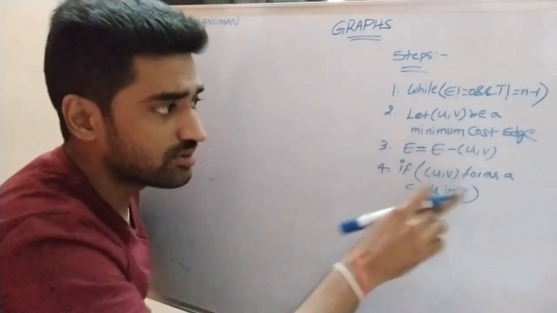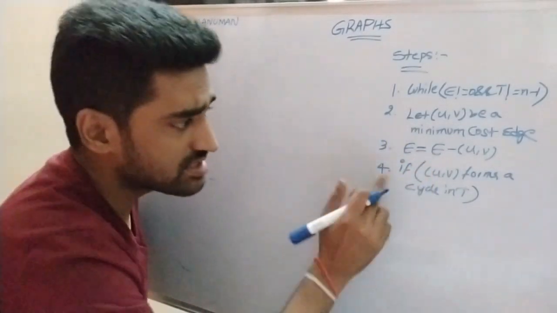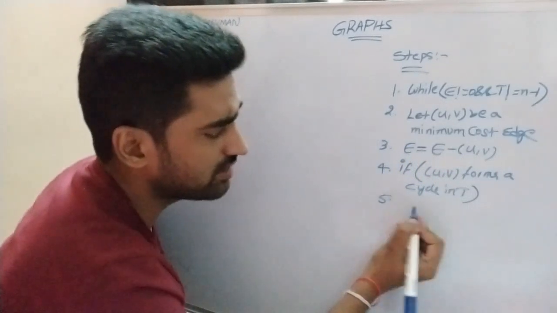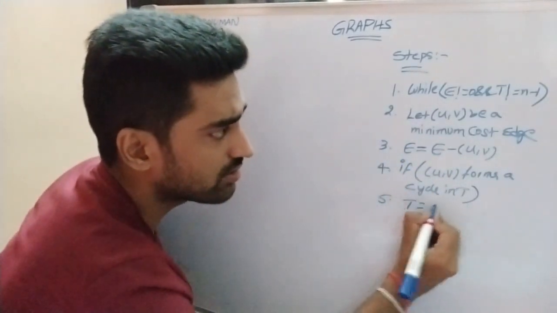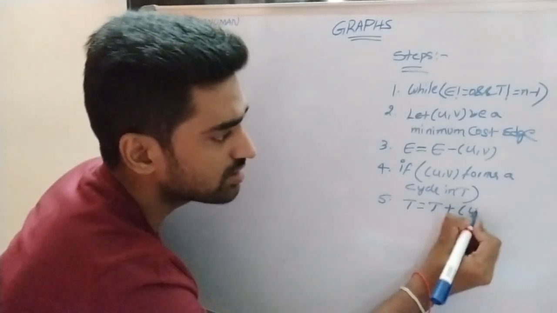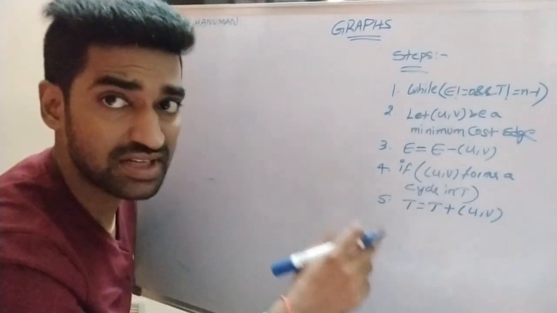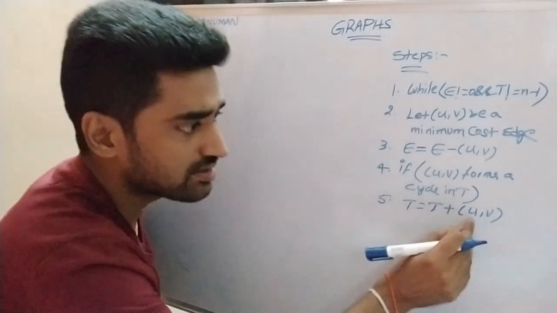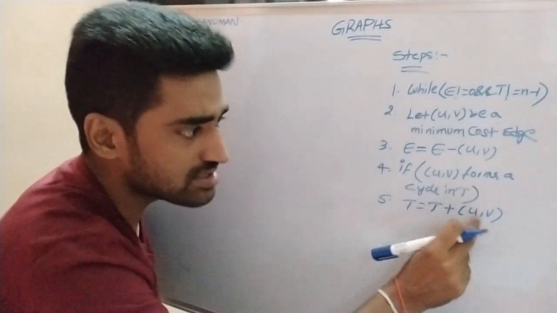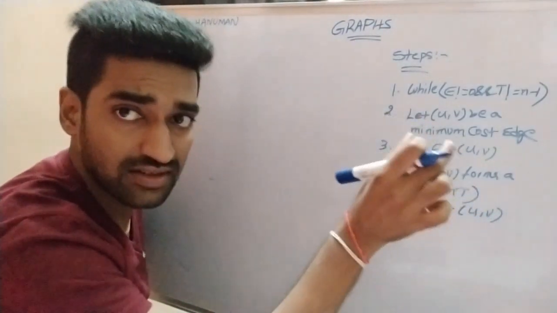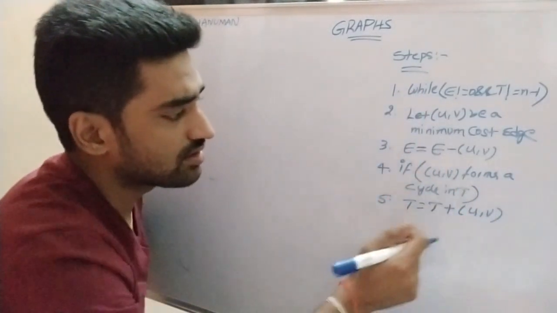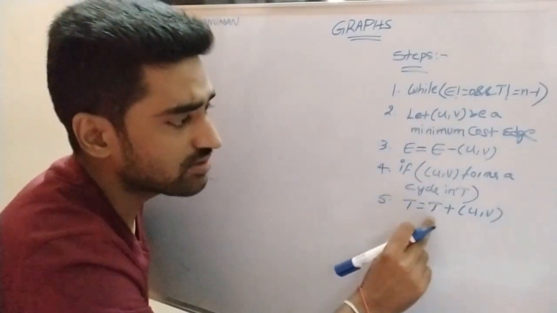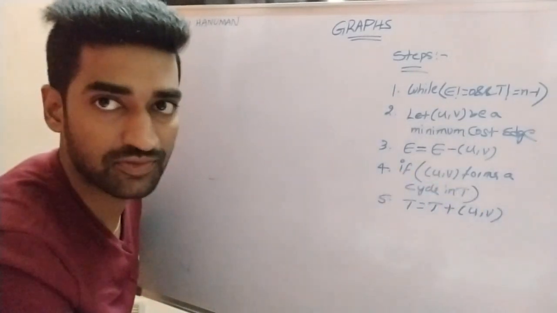So that's why we are checking this condition. Once this condition becomes true, then (u, v) is added to T. So T = T + (u, v). (u, v) is nothing but the minimum cost edge. These are the two vertices that exist on the minimum cost edge, right? So here I am adding T = T + (u, v), right?